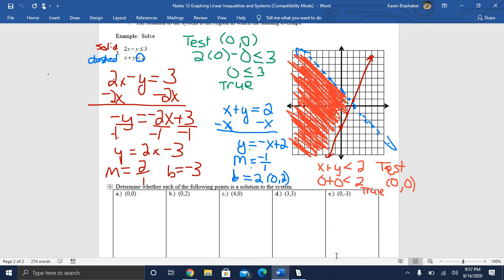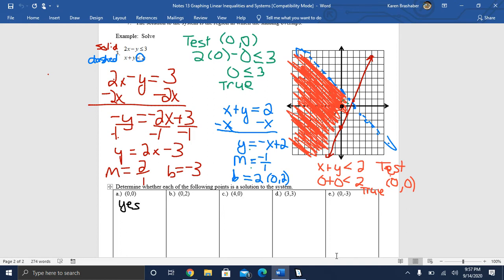And one way that you can determine it is to just look at the graph, especially after it has been graphed. So if we check 0, 0, is 0, 0 in that shaded area where it was overlapped in shading? Well, 0, 0 was actually our test point. So yes, 0, 0 is a solution to the system.